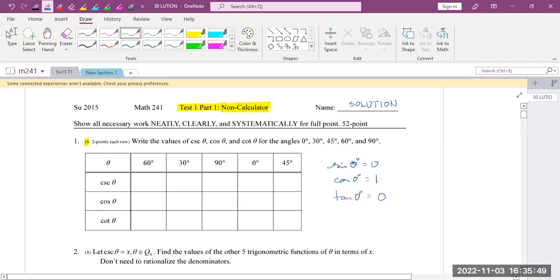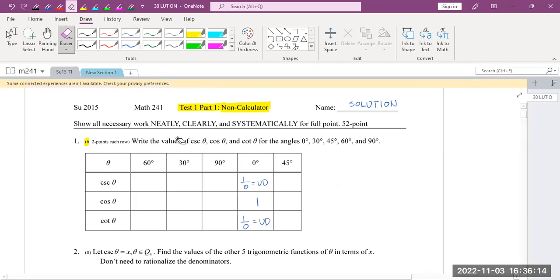Now, cosecant 0 degrees is the reciprocal of sine. So this is undefined. Cosine 0 degrees is 1. Cotangent 0 degrees is the reciprocal of tangent. That's 0. Now, how about sine 30 degrees? Let's work on 30 degrees. You don't need to do it in this order, but you can choose, you know what, let me work on 30 degrees first. Sine 30 degrees is 1/2.